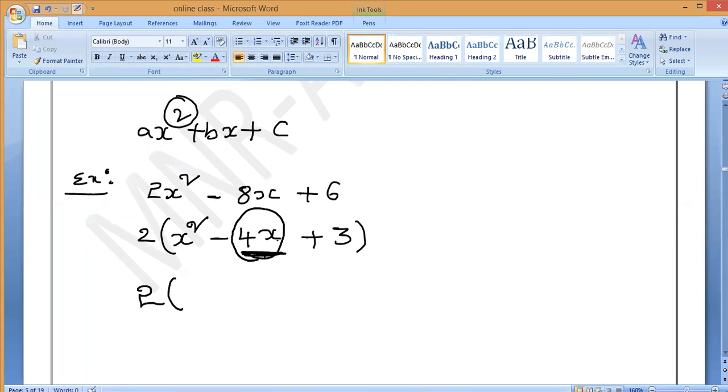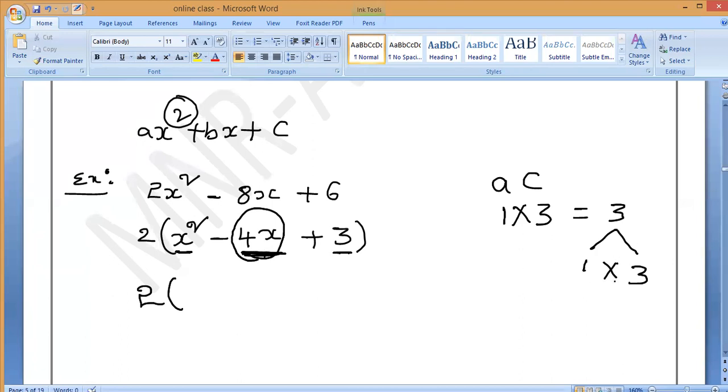Product of A and C. Here A is 1, C is 3. Don't consider the negative signs, only consider the positive signs. 1 into 3, AC is 3. Tell me the factors of 3: 3 into 1, 1 into 3 is 3.